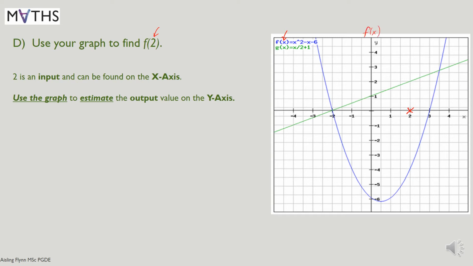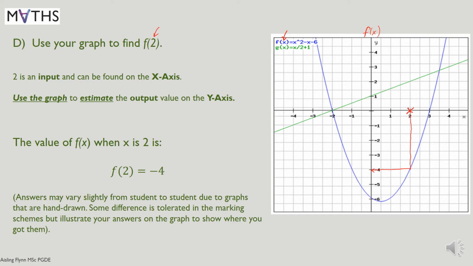Okay, so starting at 2 on the x-axis, we'll go up or down to hit the function, which is the blue one, f of x. So in this case we have to go down to hit it, so straight down, and when you hit it, you go left or right, in this case left, until we hit the y-axis, which gives me an answer of minus 4. So the value of f of x when x is 2 is f of x equals minus 4. Answers may vary slightly again from student to student, and that's tolerated, but again, show your work on the graph.